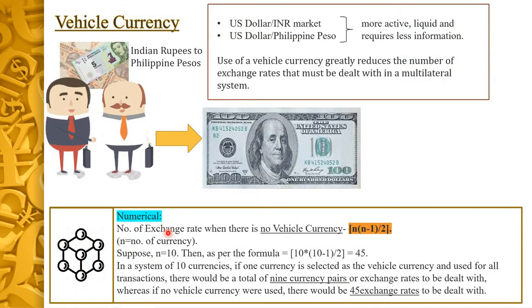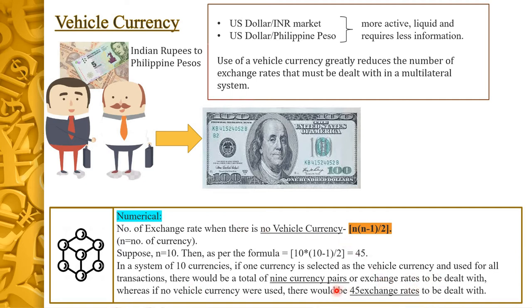Now to determine the number of exchange rates when there is no vehicle currency. Please note this is to determine the number of exchange rates in the absence of a vehicle currency and not the number of transactions taking place. So in a system of 10 currencies, if one currency is selected as the vehicle currency and used for all transactions, there would be a total of 9 currency pairs. Yes, if out of 10 currencies, we choose one currency to be the vehicle currency, we'll have 9 currency pairs or exchange rates. However, in the absence of a vehicle currency, we would have 45 exchange rates.